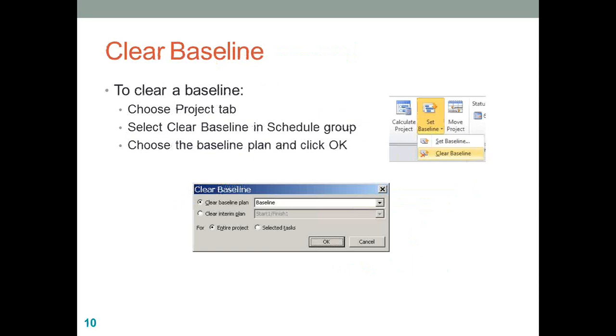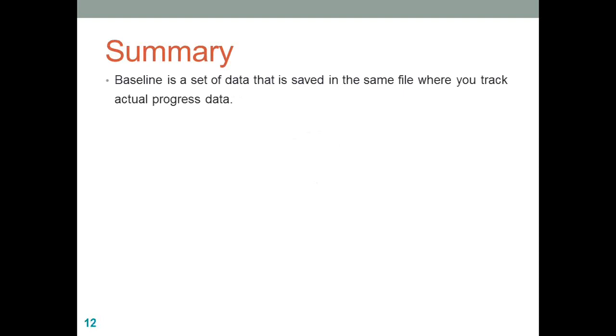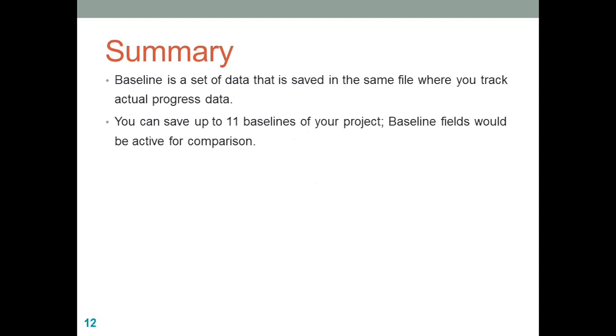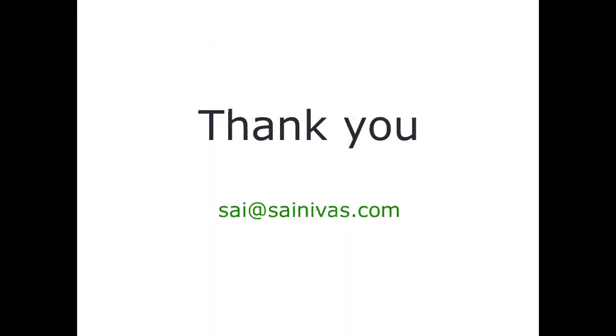So please be very careful when you clear the baseline because you cannot undo it once you have done it. Okay, so just to summarize, baseline is just a set of data that is saved to the same file for tracking progress. You can have 11 versions of your baseline and choose a set baseline option to baseline the project. Use a selected task option in set baseline to either add a new set of activities or remove a set of activities from your current baseline. Good, so that's what I have.